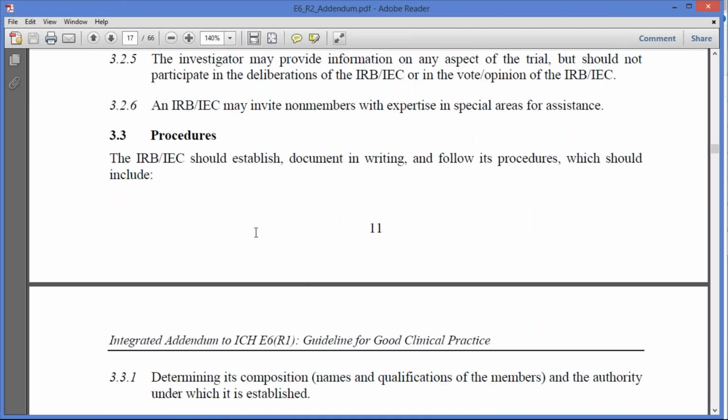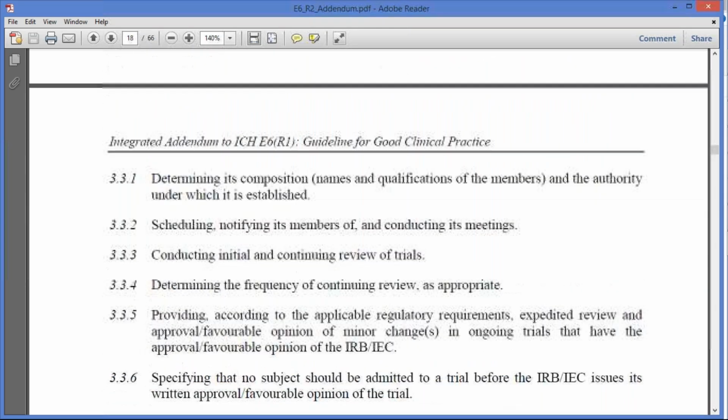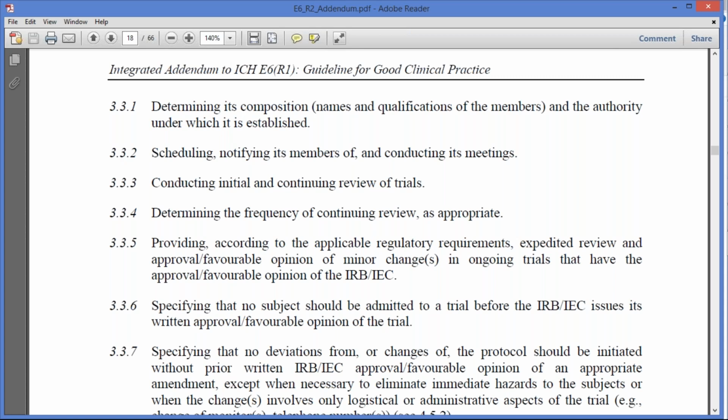So IRB should establish, document in writing, and follow its procedures, which should include all these. They should determine the composition, the authority under which it is established, the names and qualifications of members, and scheduling the meetings and notifying its members of conducting its meetings.